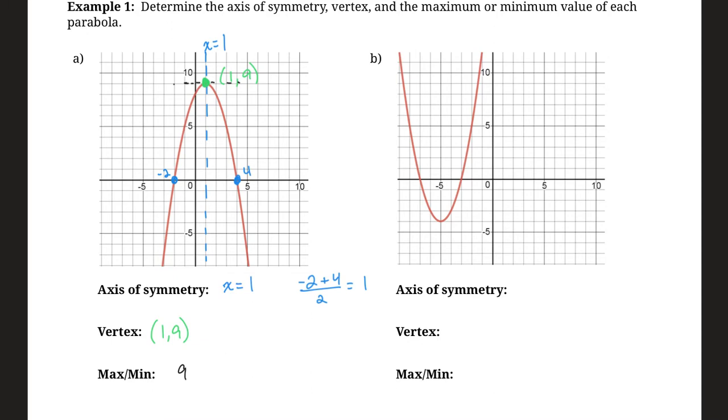So that definitely should have been a review for you. I do want you to pause this video and try this next question on your own and identify these properties.